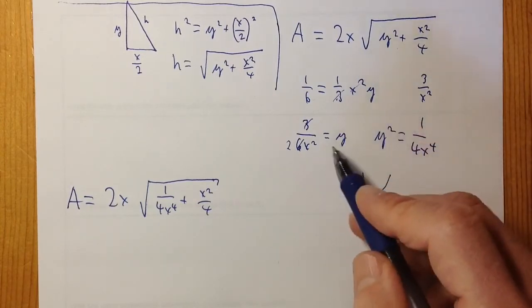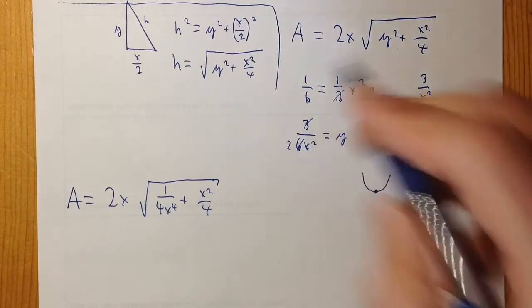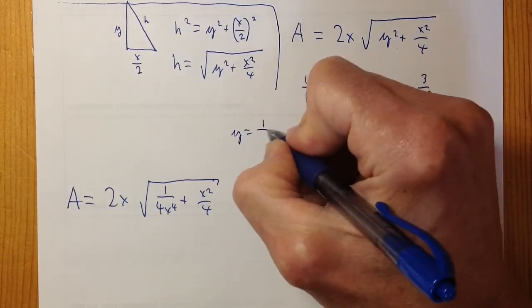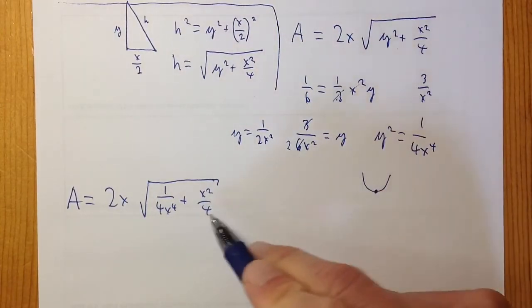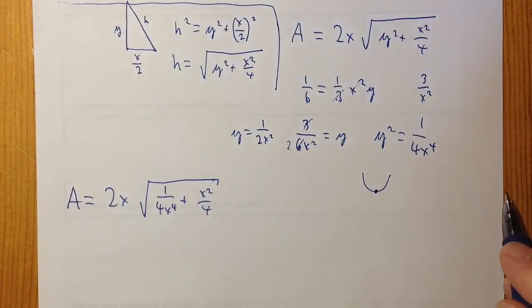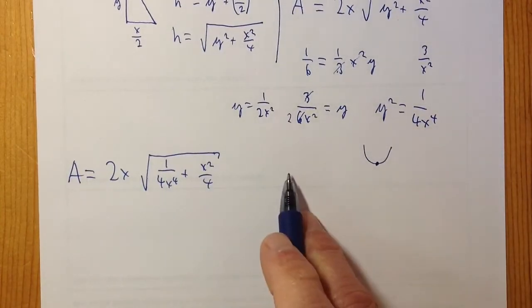Since y is, I should rewrite this, y is 1 over 2x squared from this formula. So if we know the x, we can figure out the y value, which is what they want. They want both. Okay, so we've got to take the derivative of this and set it equal to 0.